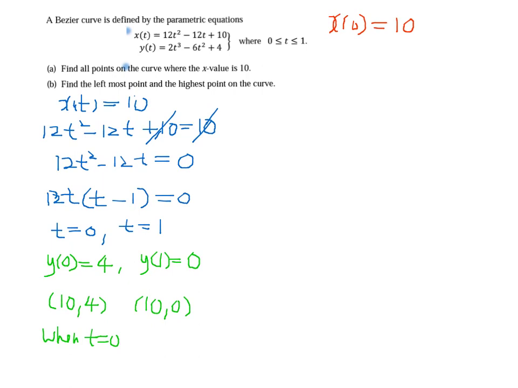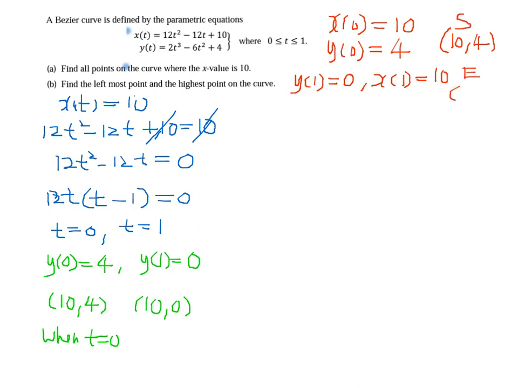So let's look at the start point at t equals 0, and x(0) is 10. We know that because of here. And then y(0), the start point, is 4. So the start point is 10 and 4. And also, we just calculated not too long ago that y(1) is actually 0, and we do know that x(1) is also 10. So this is the end point, or the terminal point: 10, 0.